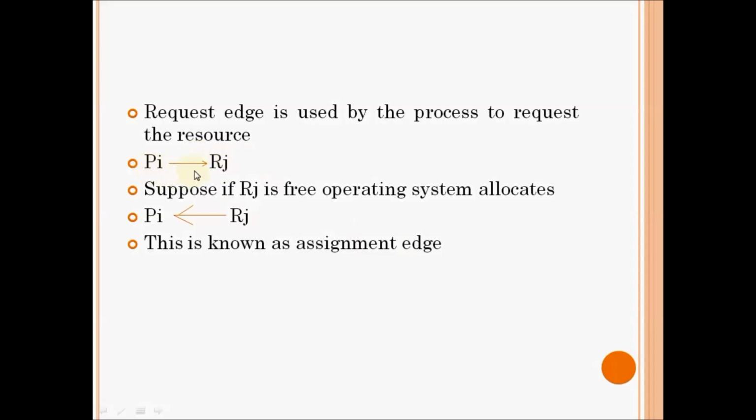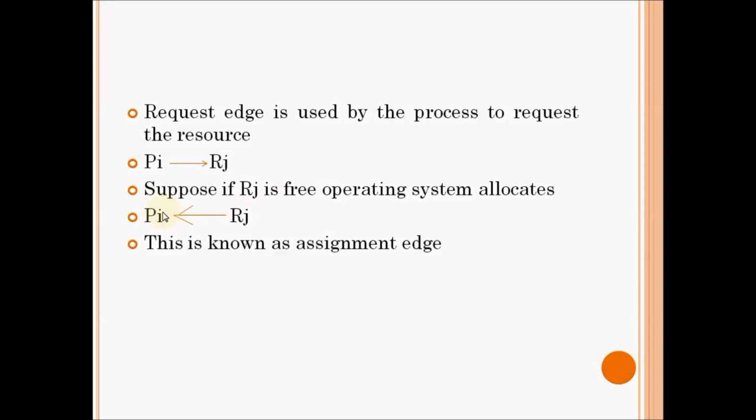So Pi is requesting the resource Rj here in the request edge, but in the assignment edge you can see here that particular resource is assigned to that process Pi, that is, Rj is assigned to Pi. Getting, guys? So in vertices there are two types, process and the resource type. In the edge there are two types, request edge and the assignment edge.